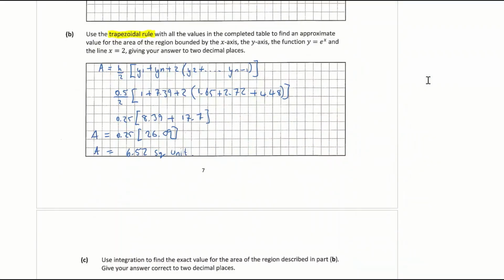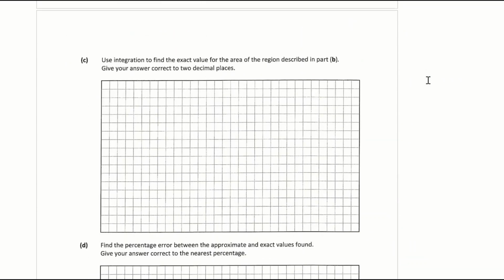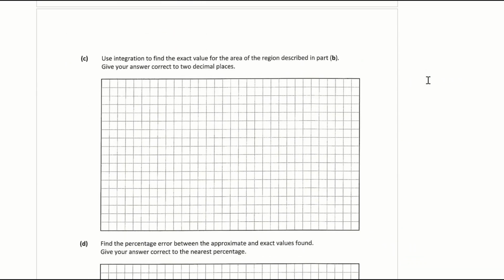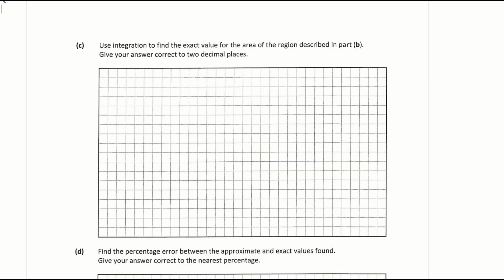The next part of that question, part C, wants us to use integration. So use integration to find the exact value for the area of the region described in part B. Give your answer to 2 decimals. So the first thing we do is write down our function y is equal to e to the x. We need to differentiate that. So I'm using my log tables now on page 26. To differentiate e to the power of x, you'll see that the integral of that is just e to the power of x. Sorry, I'm integrating, not differentiating, I should say.